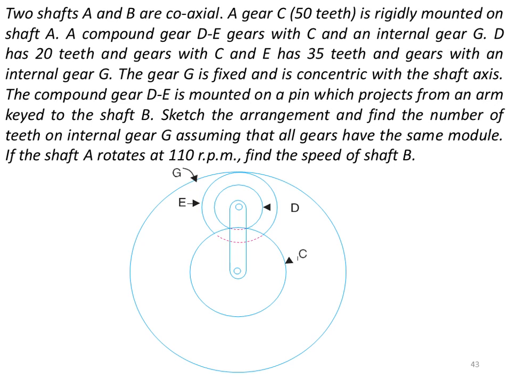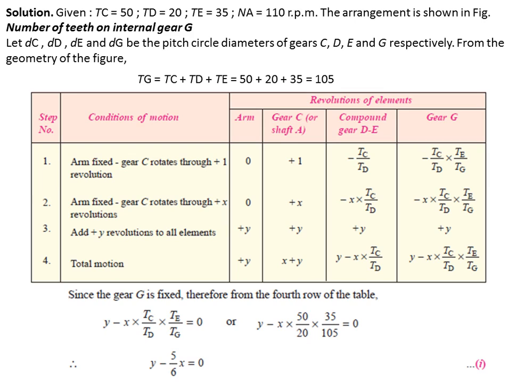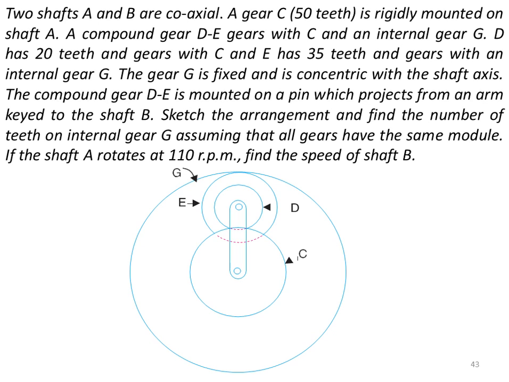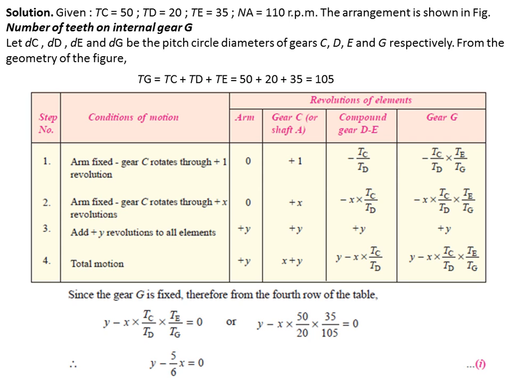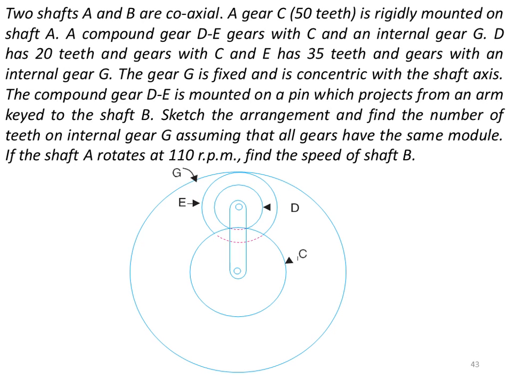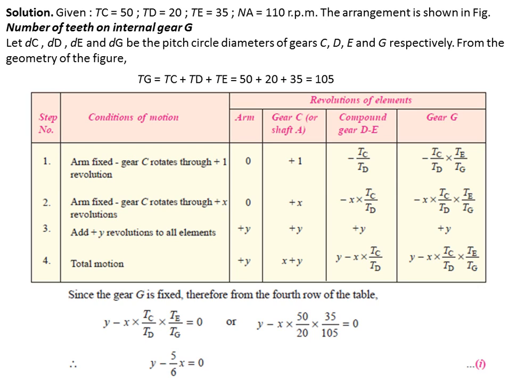Sir, DG equal to, we can add all, sir. DC plus DD plus DE. Okay, so what you can do is that the radius, Tg, will be Tc plus Td plus Te. So the diameter of all the things, what you told, yes, it is correct. So you have to add things. So finally you will be getting: 50, 20 and 35 are already given for C, D and E in the question. So just adding this, we will get 105. So that will be nothing but the number of teeth on G.